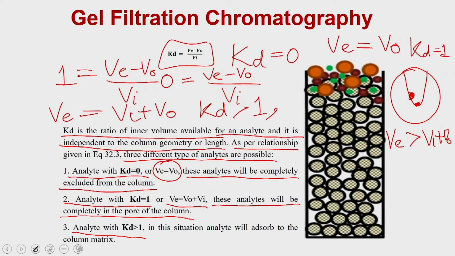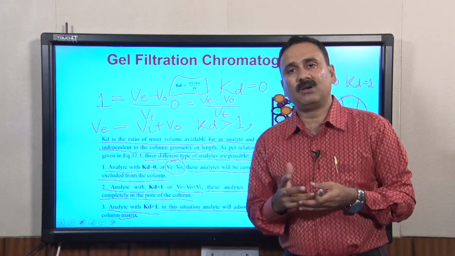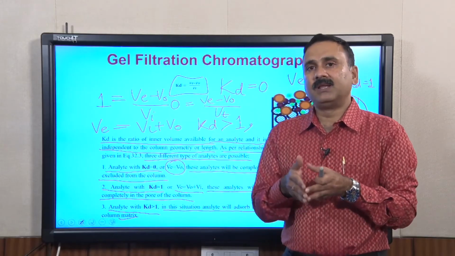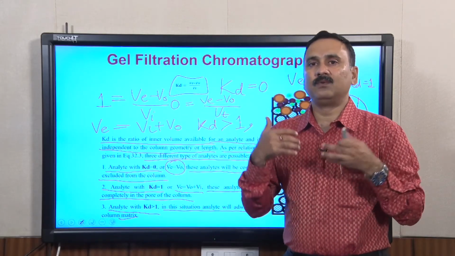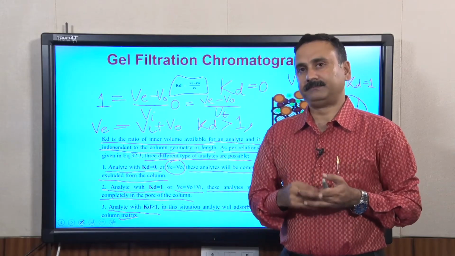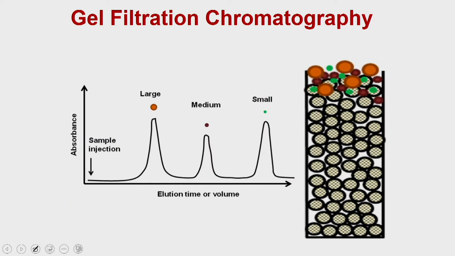So that is why, if the Kd is bigger than 1, in this situation the analyte will adsorb onto the column matrix. If that happens, you have to wash this column, strip this particular molecule from the beads, and then repack the column, and it is going to destroy the column packing. So, this is what we are talking about.